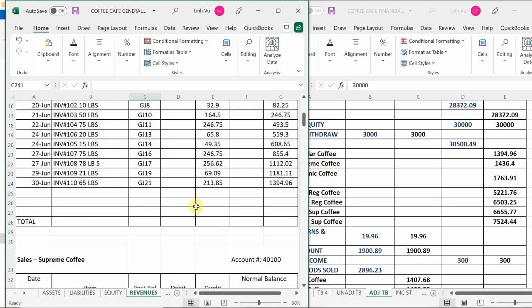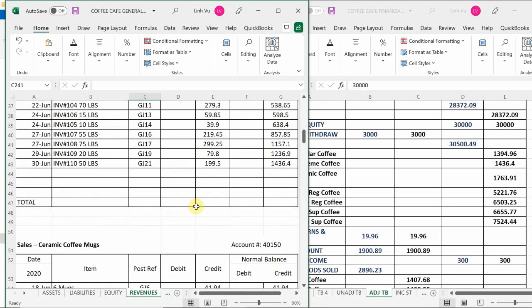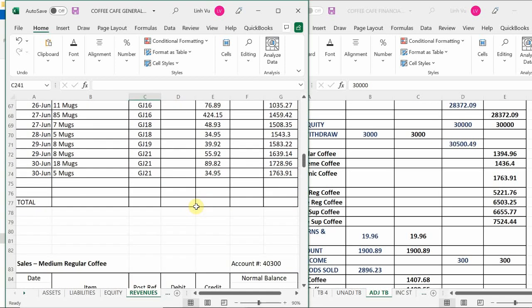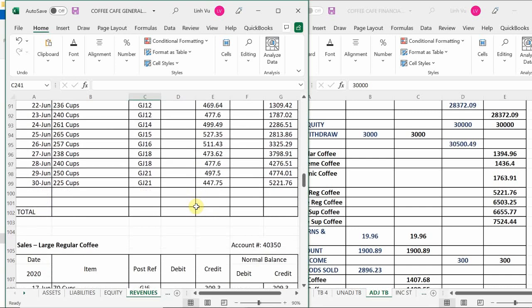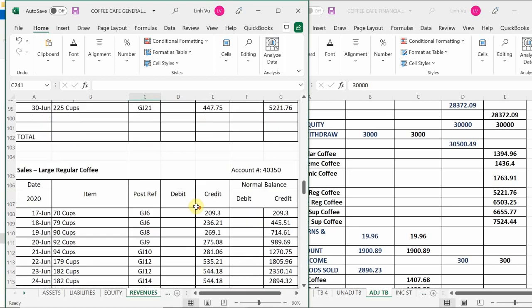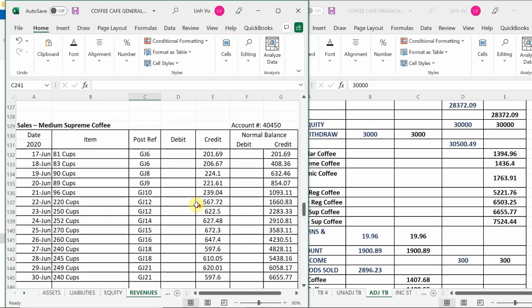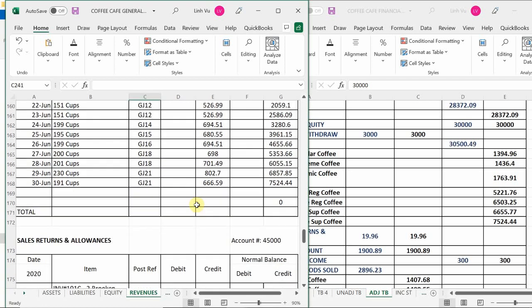So we got $1,394 for our regular. We got $1,436 we have for this Remit coffee mug, $1,763. Okay, our medium regular is still $5,221. My large regular is still $6,503. My medium supreme is still $665,577.